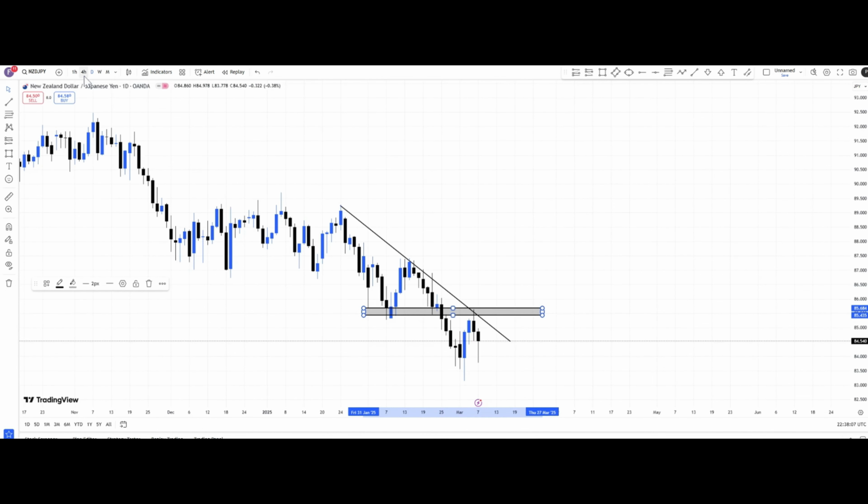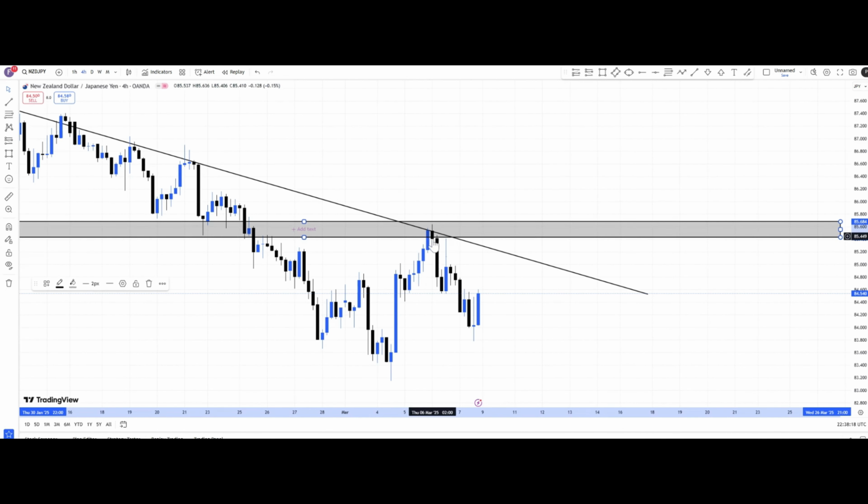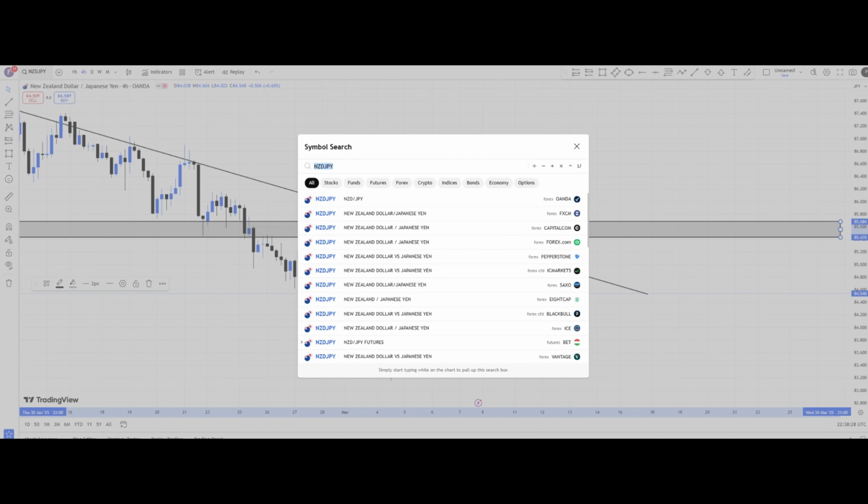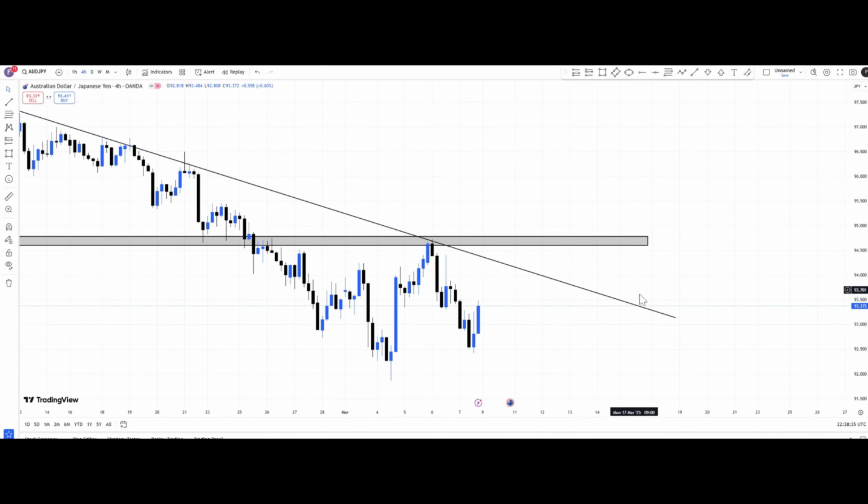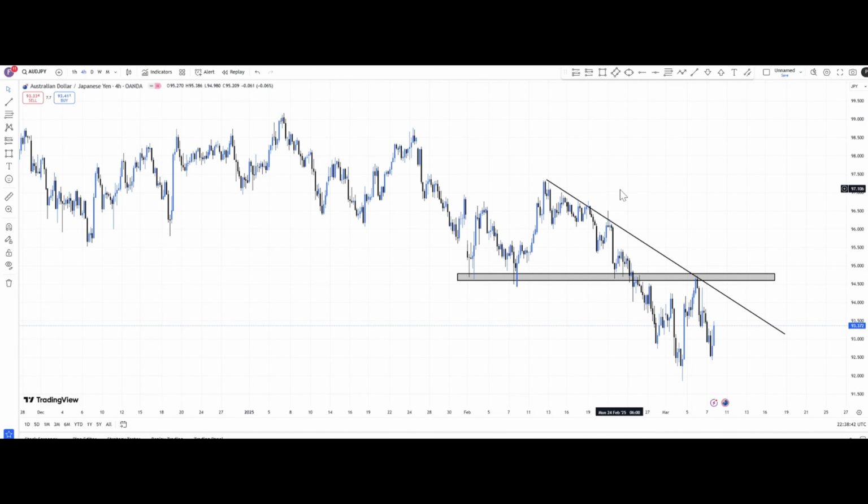And if you go to 4 hours, probably you might take a short from here for price to go down, since price is rejecting from this zone, also on NZDJPY, also on AEDJPY. So AEDJPY, NZDJPY, we can see how this zone was perfectly aligned in these two pairs that are positively correlated.